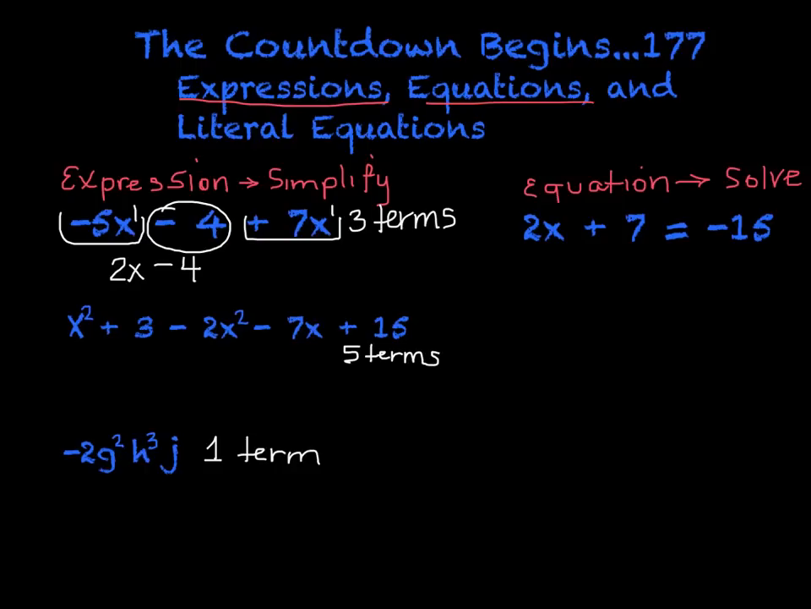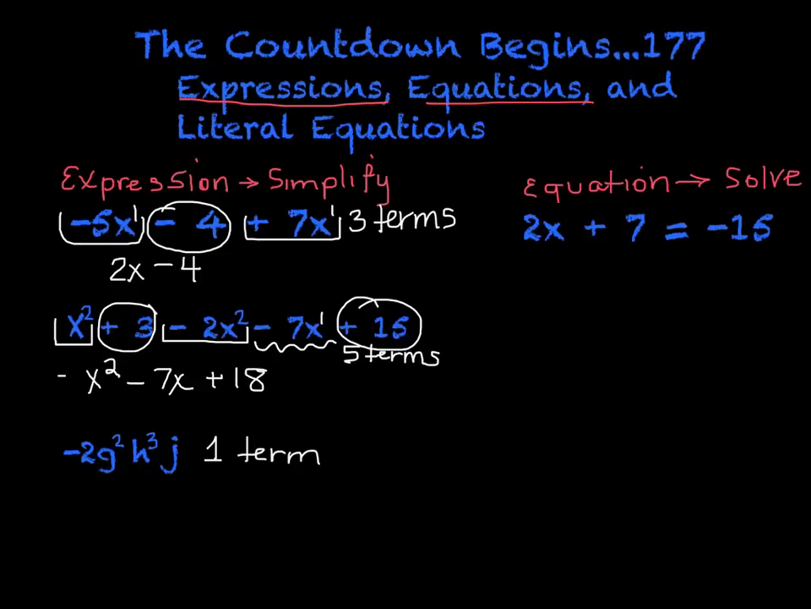In the next example, you can see I have an x squared and a negative 2x squared. These variables are exactly the same, so these two terms can be combined into negative 1x squared. I don't really need this 1 in front, because if there's no number in front, it's assumed that it's a 1. I then go to the next smallest exponent in my variables. That has an x to the first. There's no other x to the first, so negative 7x goes next. My numbers, positive 3, positive 15, will give me a positive 18.